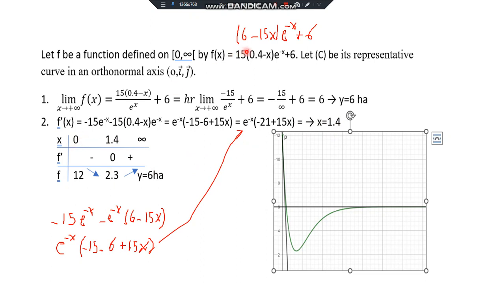f of 0, you replace in the calculator, you're going to get 12. 1.4, you replace in the calculator, you're going to get 2.3. And you remember that at plus infinity you have y equal to 6 horizontal asymptote. So the curve comes from 0, 12, here 0, 12. This is y equal to 6. At 1.4 down you have 1.4 and 2.3. So the curve is coming from up, going to the minimum, and going to y equal to 6 horizontal asymptote, as you can see.